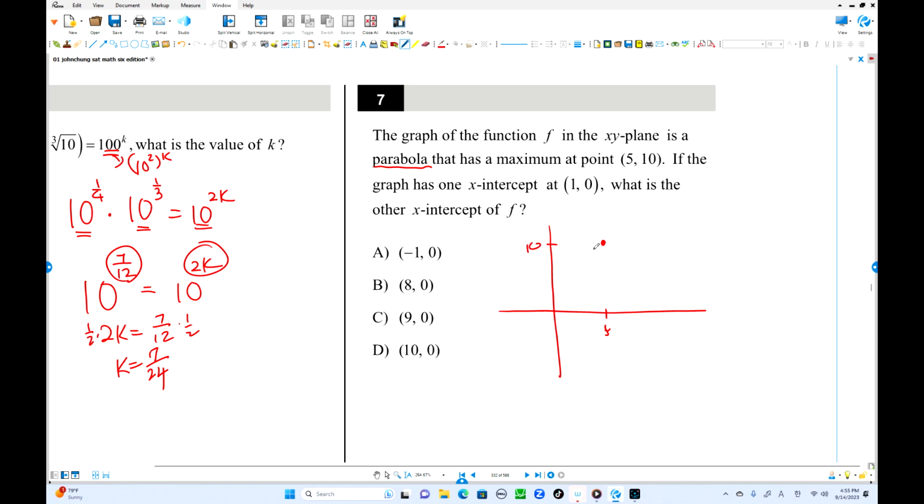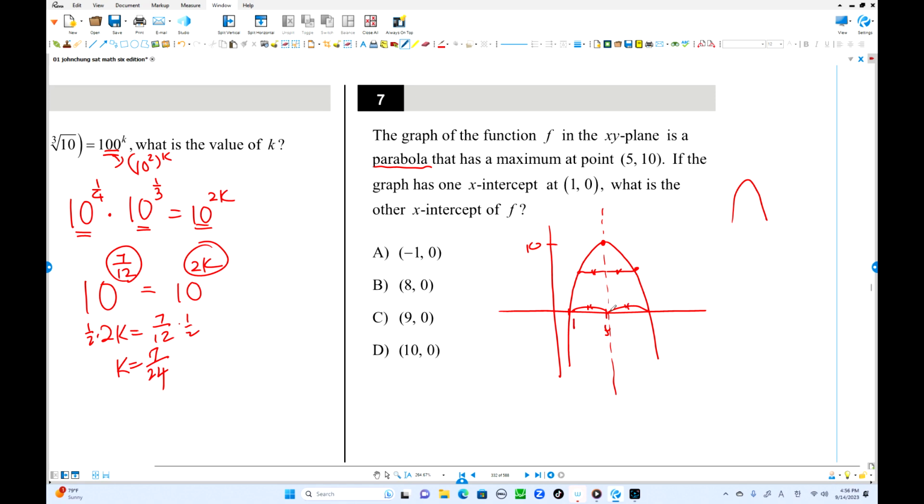That the maximum means the graph opens downward, concave down. If the graph has one x-intercept at (0, 1)... this is the (0, 1) intercept. The graph looks this way. But this one is a parabola, so there is an axis of symmetry, exactly this vertical line. To the right and to the left, the points on the graph are always equal.